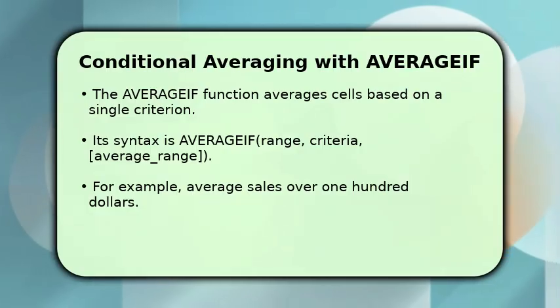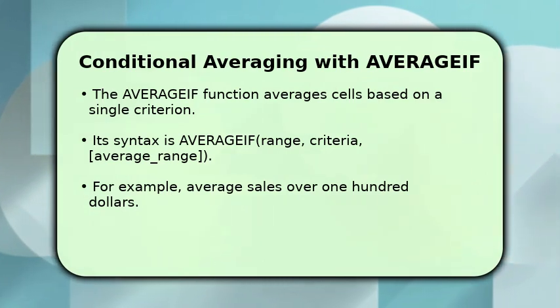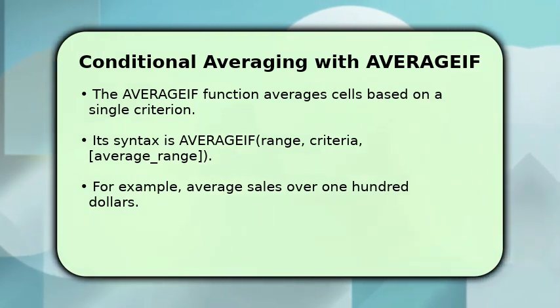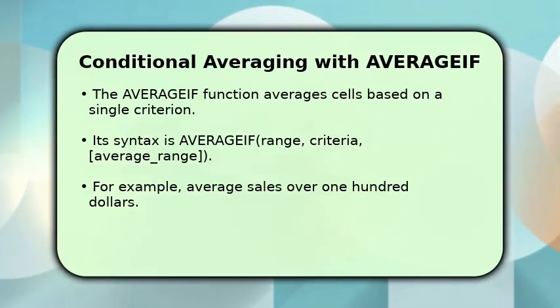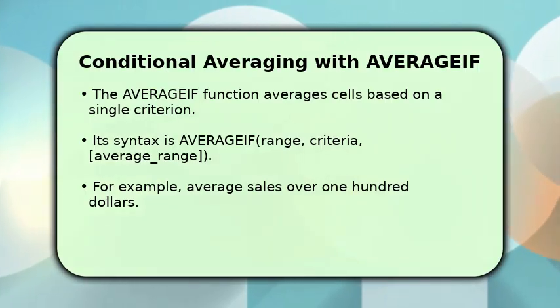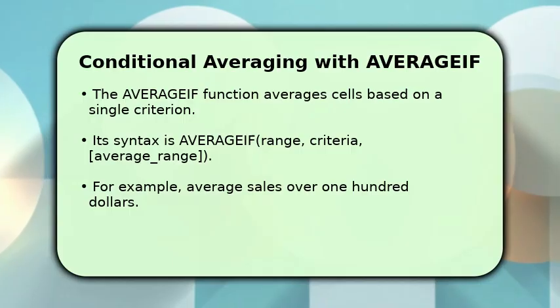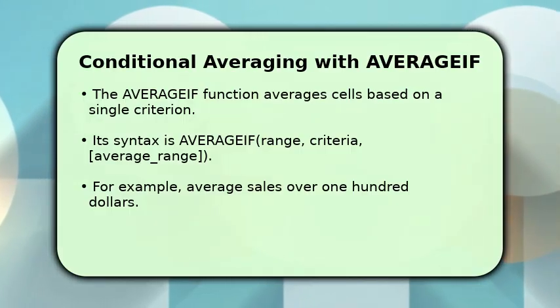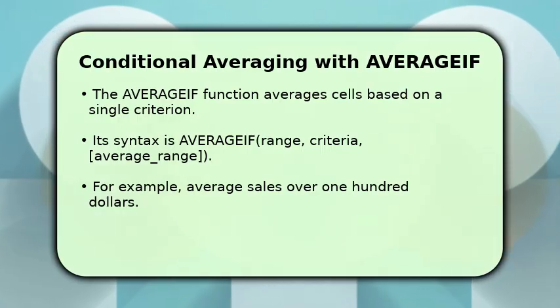Sometimes you need to average data that meets specific conditions. That's where the average function comes in handy. This function allows you to average cells based on a single criterion. The syntax is straightforward. You specify the range to evaluate, the criteria to meet, and optionally, the range to average. For example, you could easily average all sales figures that are greater than $100, providing more focused insights.